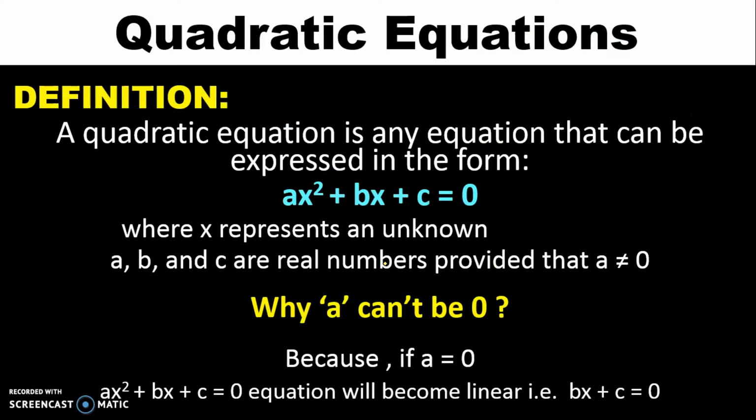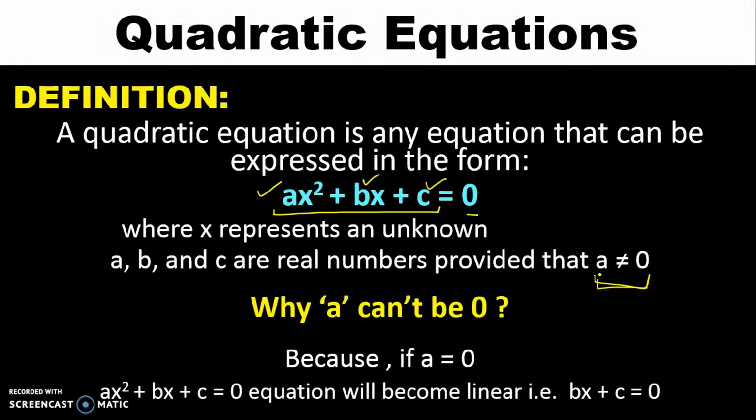First of all, let's start with the definition of a quadratic equation. Any equation which can be written in the form ax² + bx + c = 0 is known as a quadratic equation, where a, b and c are real numbers. But we have one condition on a, that is a cannot be equal to 0.